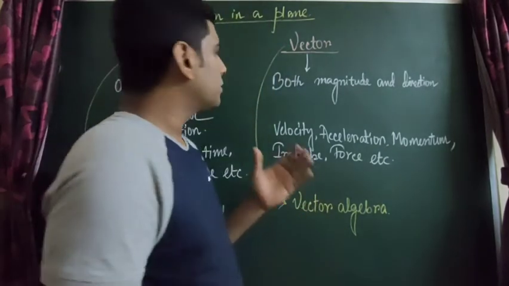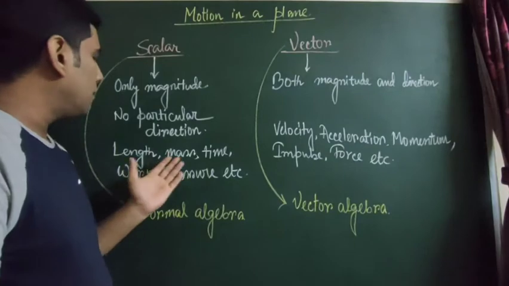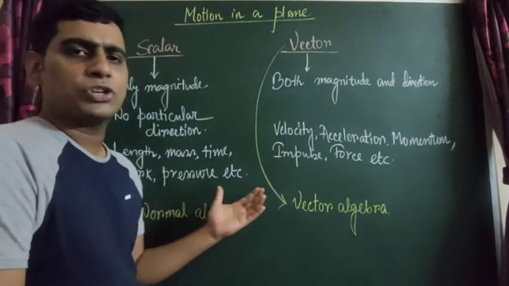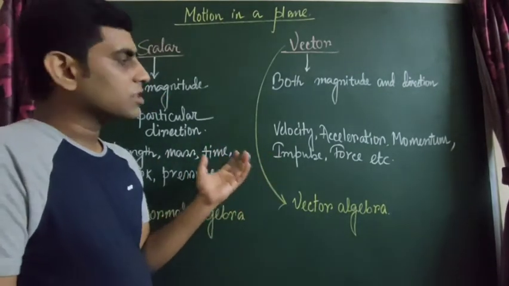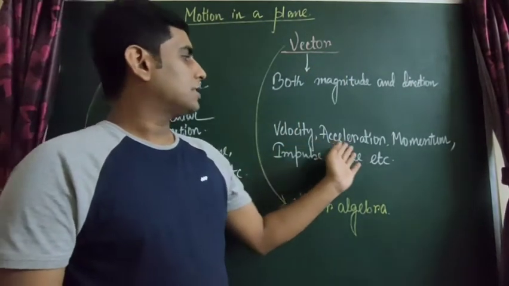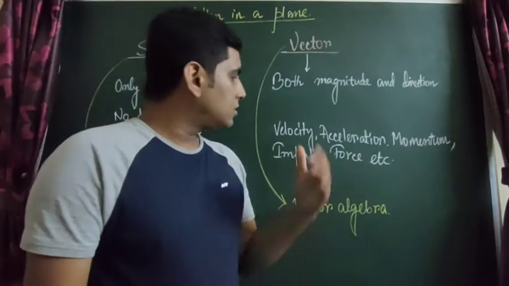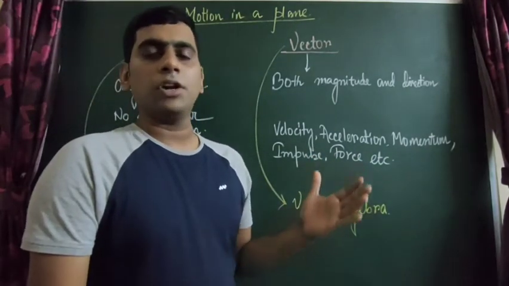Now normally, examples of scalars are length, mass, time, work, pressure; these are all examples of scalar quantities, whereas for vector quantities, velocity, acceleration, momentum, impulse, force, these are all vector quantities.